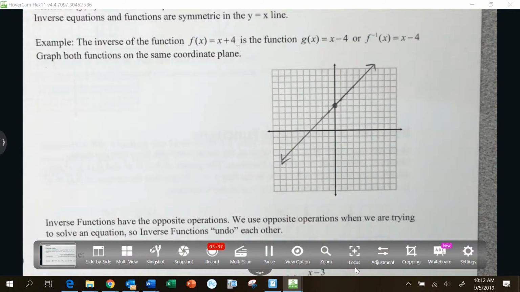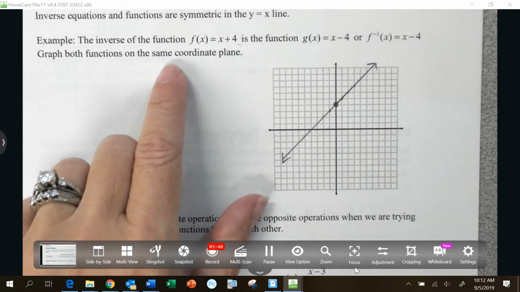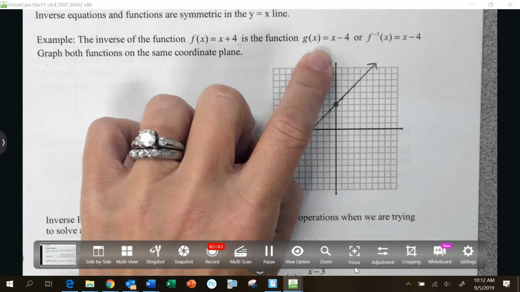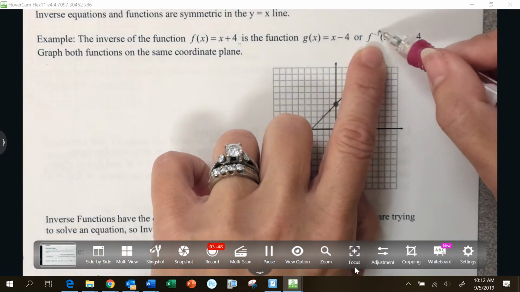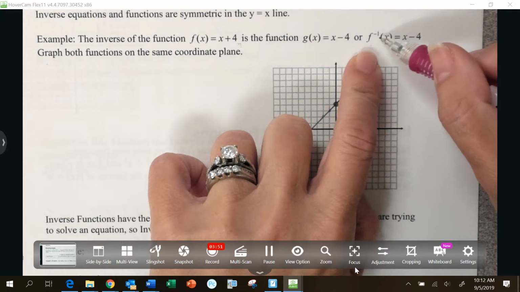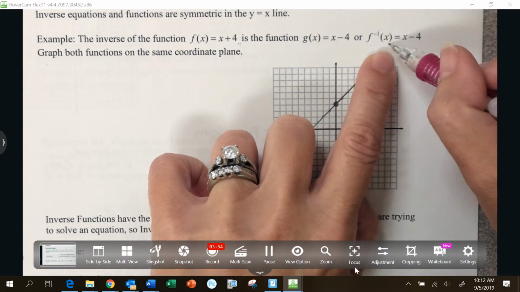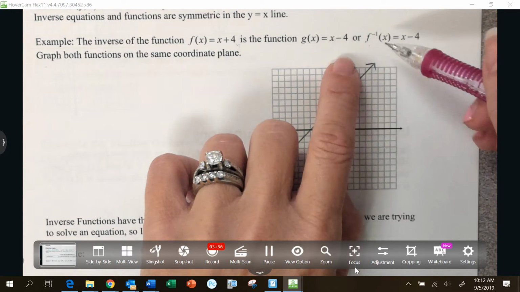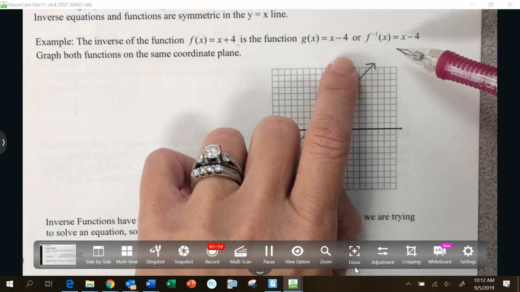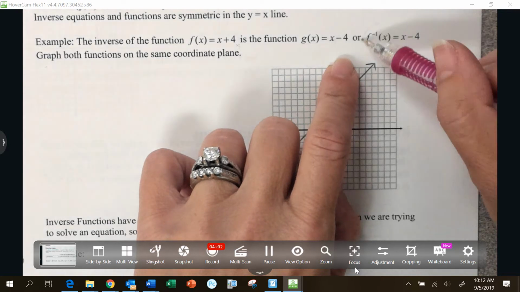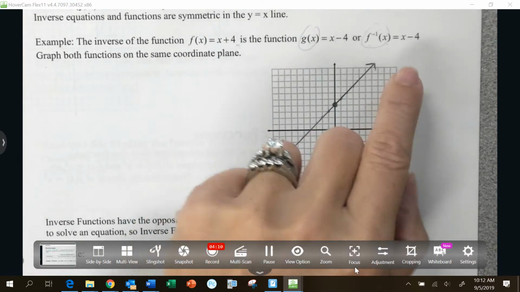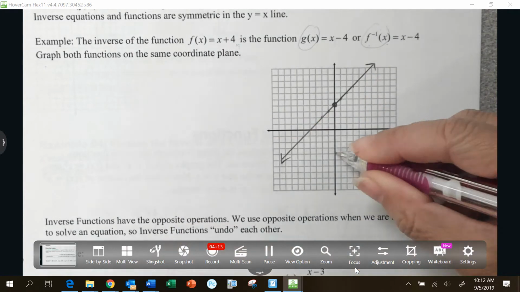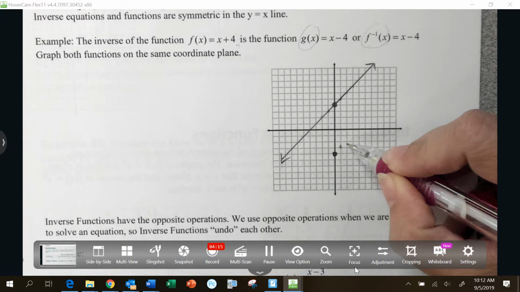Okay, and then this here says the inverse of this function is g of x, which is x minus 4. Or it is f to the negative 1, which means inverse function of x. So these are two different ways where you might see it written, and it just depends on what book we're using or what teacher you have next year. I just want to show you, like, both of these could be used for the inverse. So my inverse, x minus 4, so I'm going to begin at negative 4, and I have a slope of up 1 over 1.